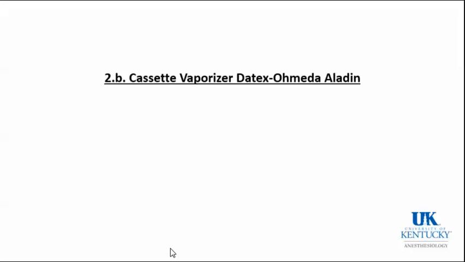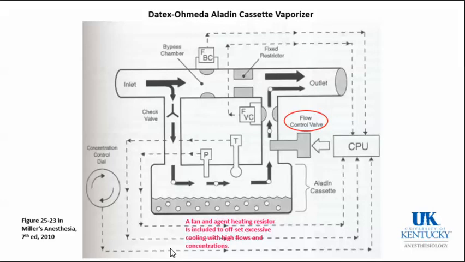Now, the Datex Omega vaporizer, which is used over at the Gill, is simply another way of accomplishing the same thing. In this case, and with all of them the same, basically, you have fresh gas flow, and it diverts some of the fresh gas flow over the agent, and then mixes the appropriate amount of the agent with the fresh gas flow to generate the concentration you want.